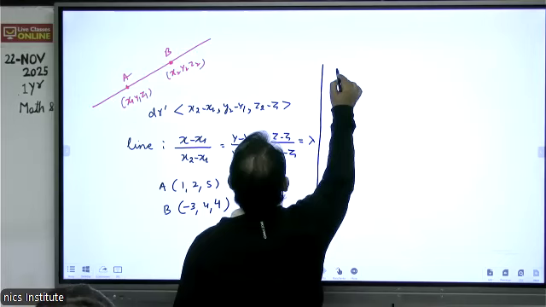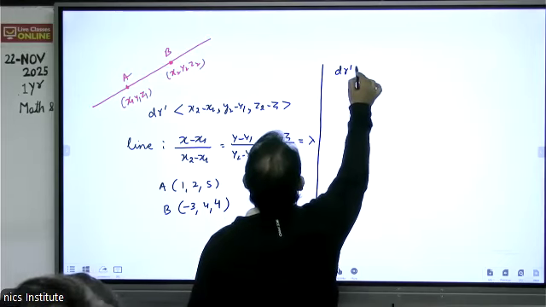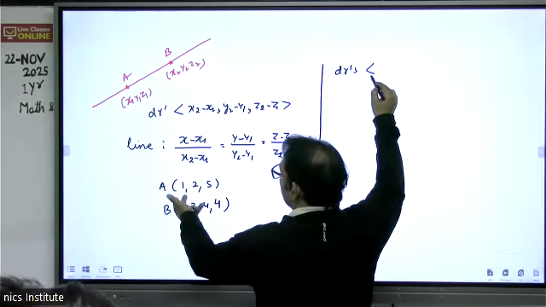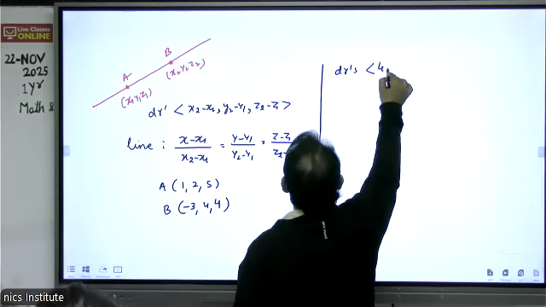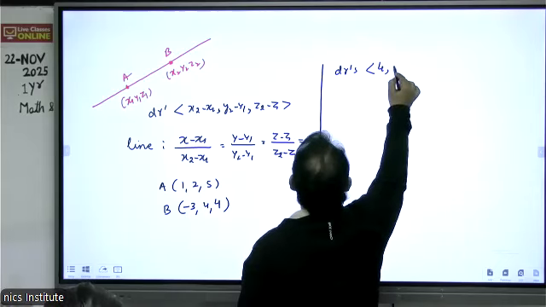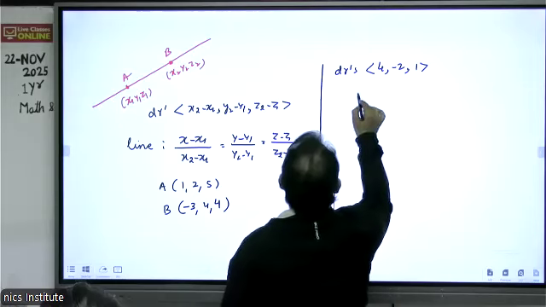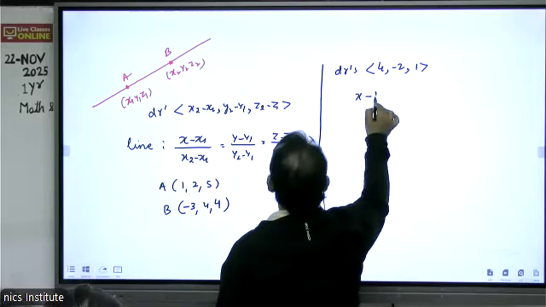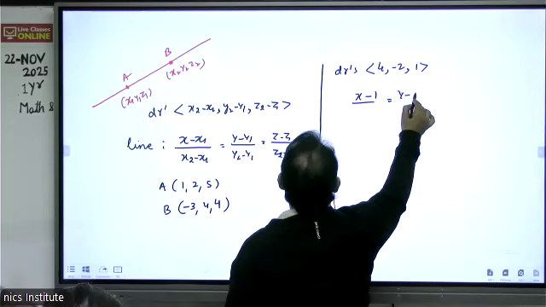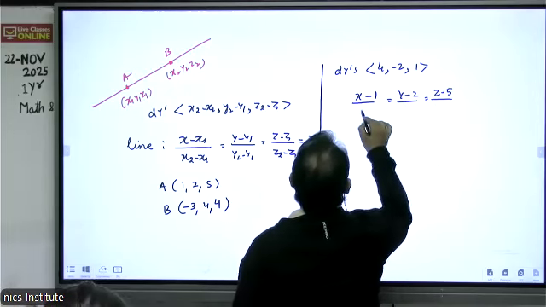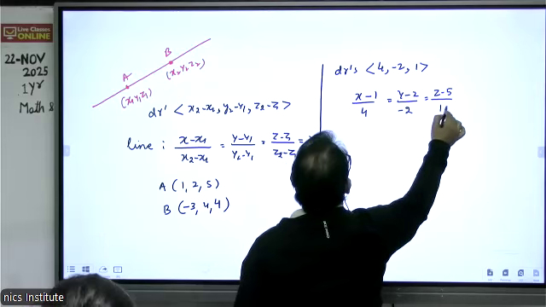You can find DRs. ए भी कर लो, 1 - 3 भी कर सकते हो, फर्क नहीं पड़ता उससे. 2 - 4 will be -2 and 5 - 4 is 1. So Cartesian equation is x minus x1, y minus y1, z minus z1 divided by drs, -4, 2, 1, equal to lambda.